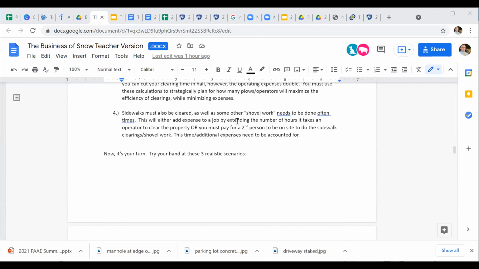Sidewalks need to be done. Again, this takes a body. If it's going to be the owner or the operator getting out of the truck and shoveling, that's going to add to the time that he's being paid to be on that property. That needs to be taken into consideration.